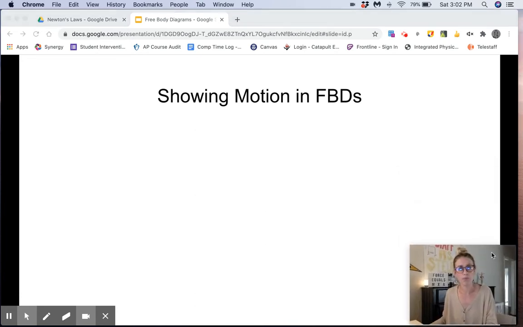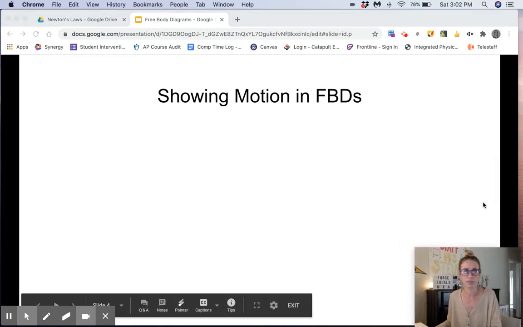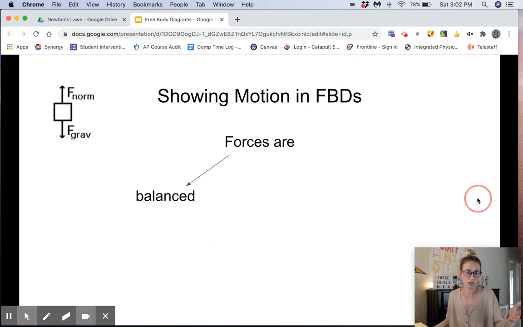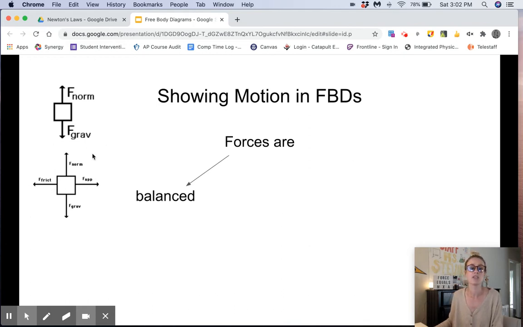So when we show motion in free body diagrams, we know from Newton's first law, objects at rest stay at rest, objects in motion stay in motion at constant velocity unless acted upon by an unbalanced force. So what that's telling us is that when forces are balanced, it looks like this in free body diagrams. So notice how these arrows are balanced. They have the same length, so they have the same magnitude. The same with this one. This normal force balances out this force of gravity. The applied force balances out the force of friction. So that's how balanced forces look in free body diagrams.